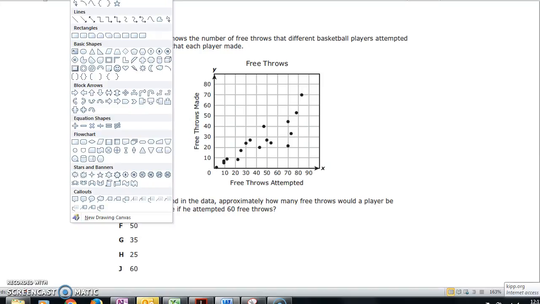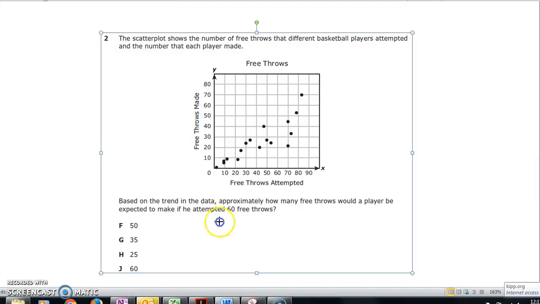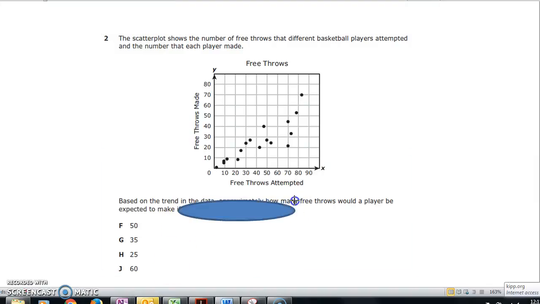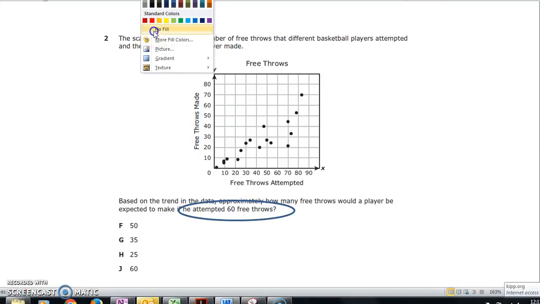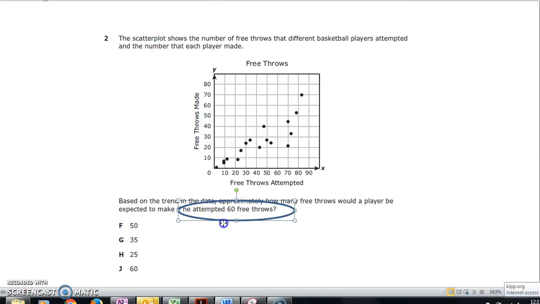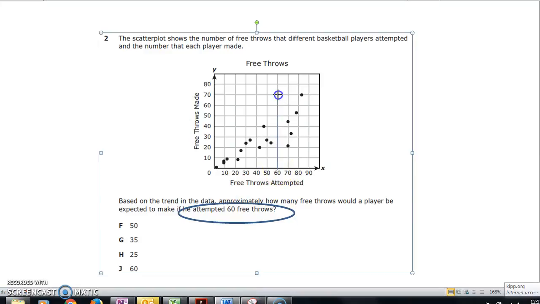So here's our main clue right here. We want to know if he attempted 60. If he attempted 60, how many do we think he'll make? So let's go to where that is. If he attempted 60, first of all, we got to know that we're talking about the x-axis because we're looking at free throws attempted, and 60 is right here. This is the line for 60.